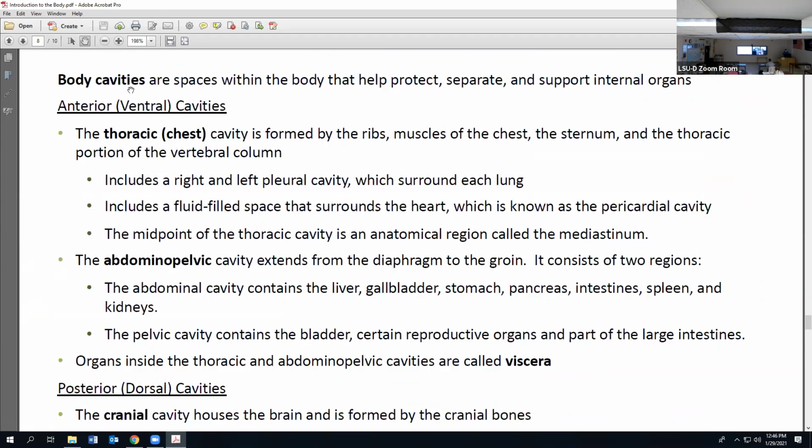All right, let's talk about what we call body cavities. Body cavities are spaces within our body where we find probably our most important organs, things like the brain and the spinal cord, the heart, your stomach, your intestines. So they protect, separate, and support these various internal organs. We can break them down into those that are anterior ventral and those that are posterior dorsal. In other words, those that are closer to the front of the body and those that are closer to the back side of the body.